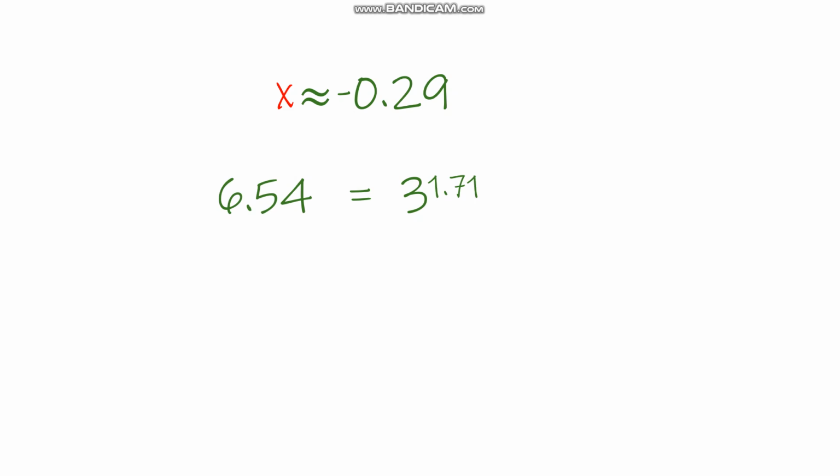And then we'll compute also the 3 to the power of 1.71. Approximately it's also around 6.54. They may differ at 3 decimal places. The reason why they differ a bit is because our x value is already rounded off to around 3 or 2 decimal places. But they are exactly equal if we put the more complex fraction, which is the exact value. All right, so since they are equal, that means the x, which is approximately equal to negative 0.29, is the correct answer.